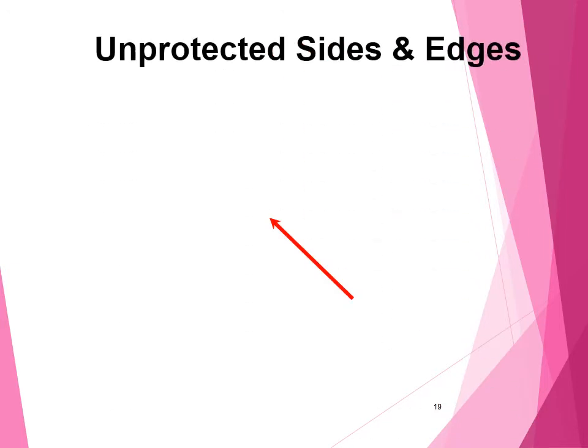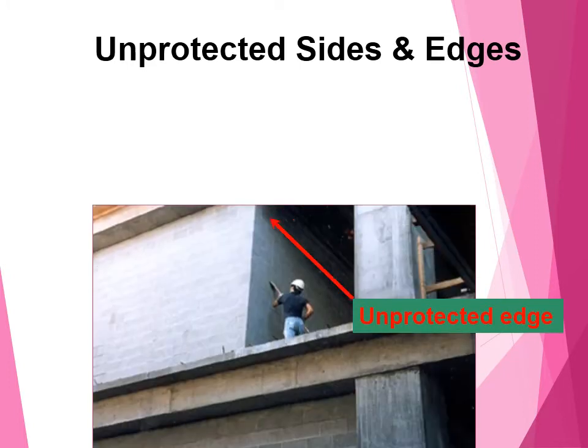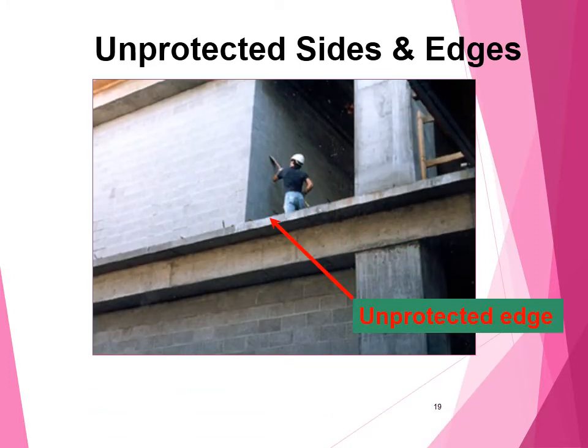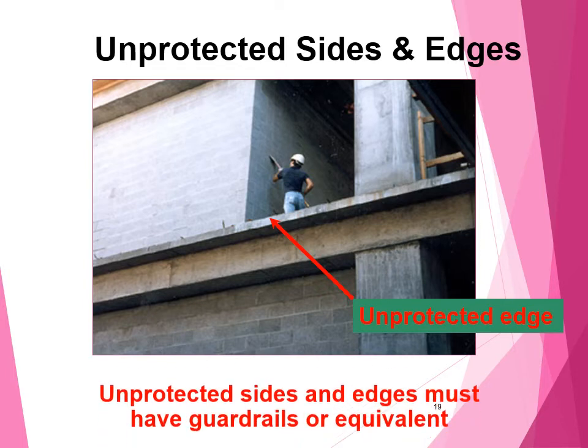Fall hazards: unprotected sides and edges. An unprotected edge will look like this. It doesn't have any railing or anything, which is highly dangerous while working. You might slip if you haven't noticed this.